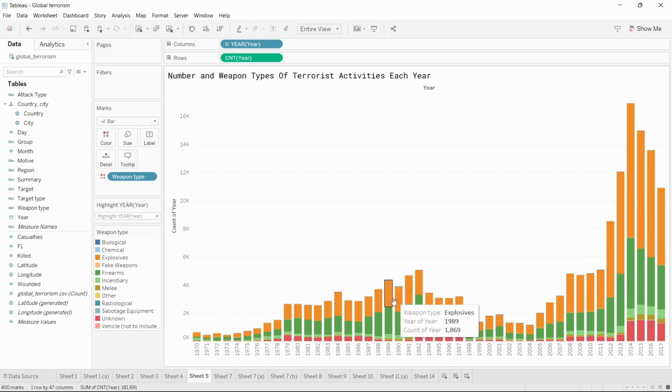So if you see over here, explosives and firearms counts were almost similar up to, I think, 2005, and then there is a sudden increase in the number of explosives used for terrorist activities each year.